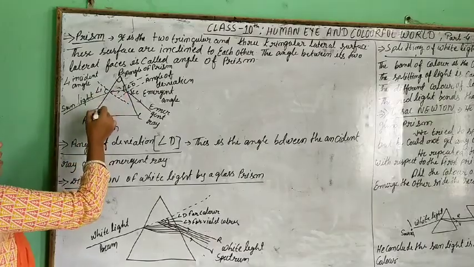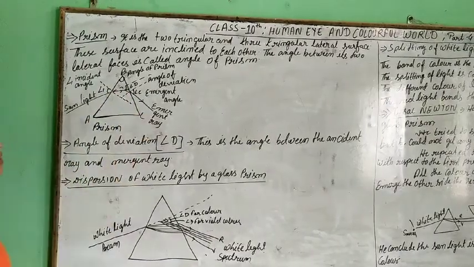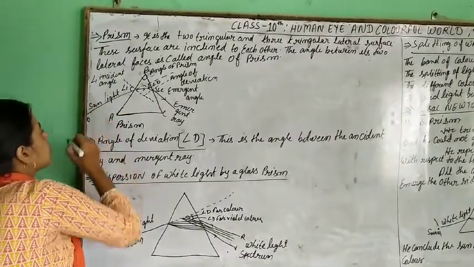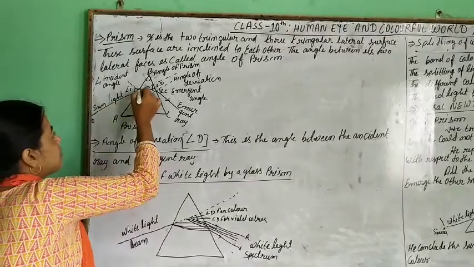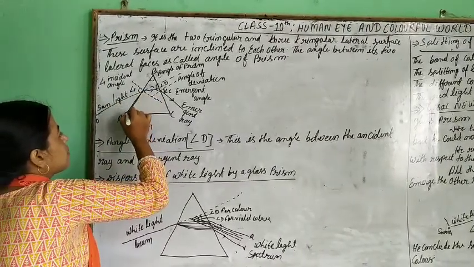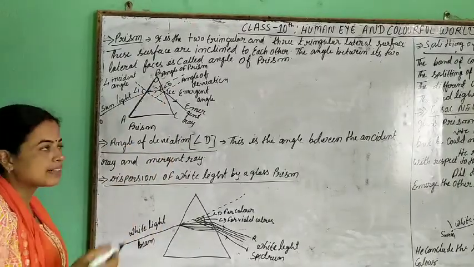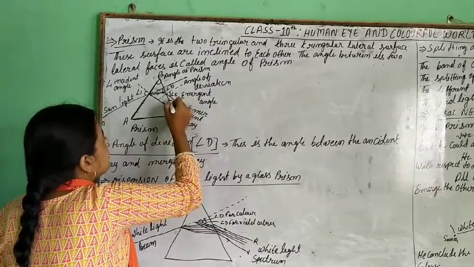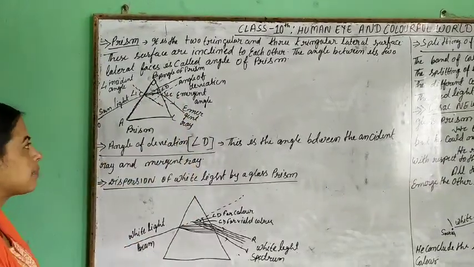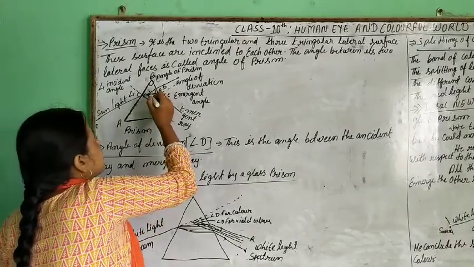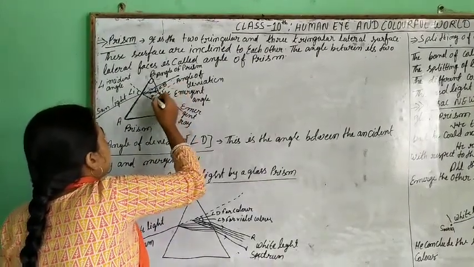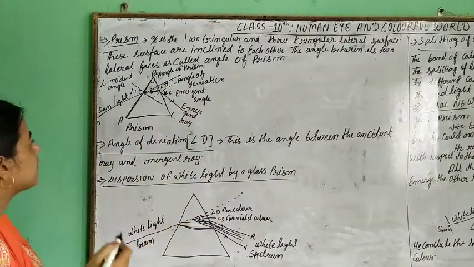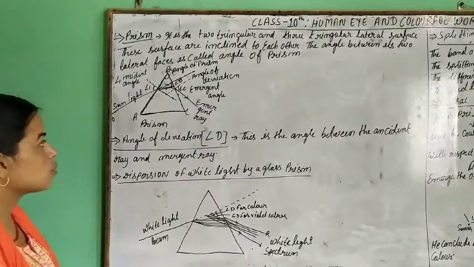This has 2 or 3 lateral surfaces. When sunlight goes through the prism, it is refracted by this surface of the prism and breaks down into its parts. You can see this surface makes some angles. First, the light is refracted by this surface, splits, and is refracted again by this surface. So it makes the colors of white light.